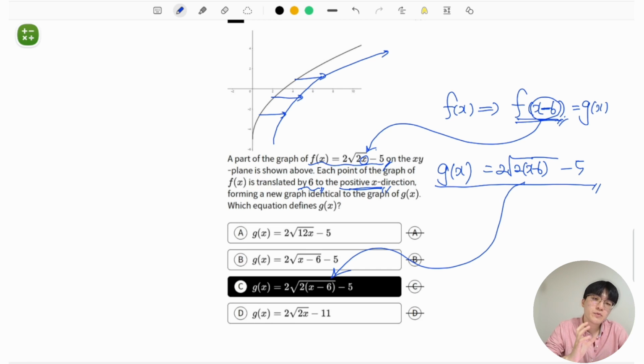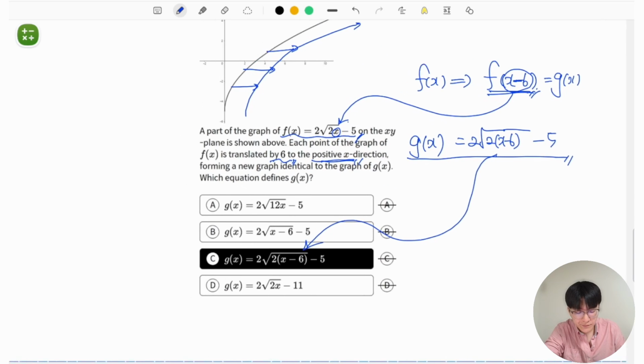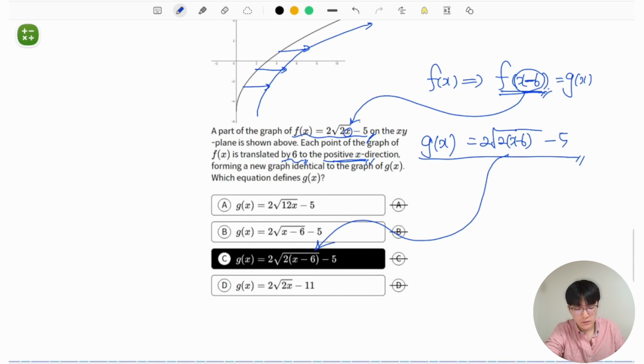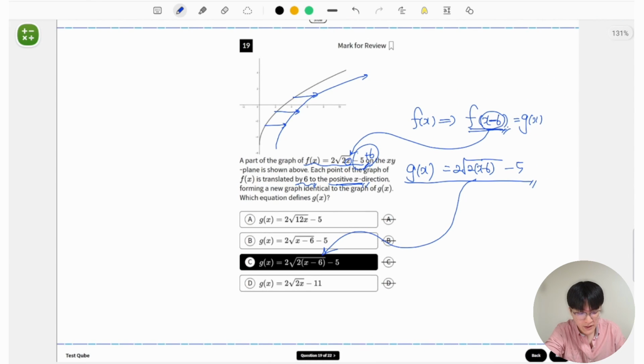If you're trying to translate in the x direction, always just manipulate the x, nothing else. If you want to move it up and down in the y direction, you just add that integer at the end. So if we want to move it up by 6, in the positive y direction, all we need to do is add 6 at the end, and that would give us our translation. Either way, that is how to solve question number 19.